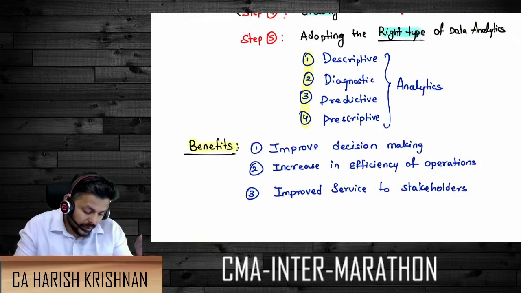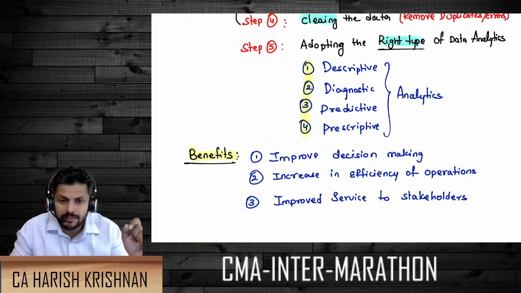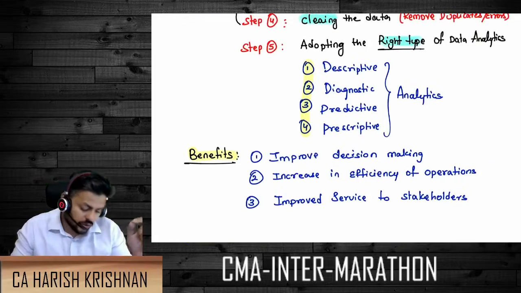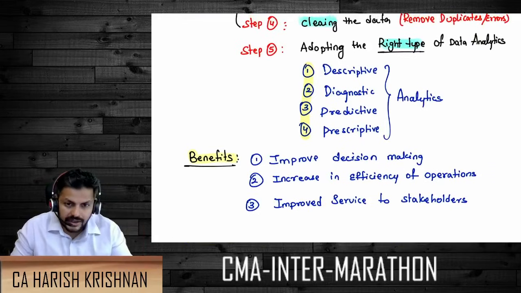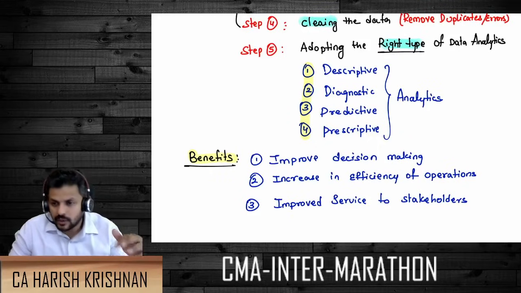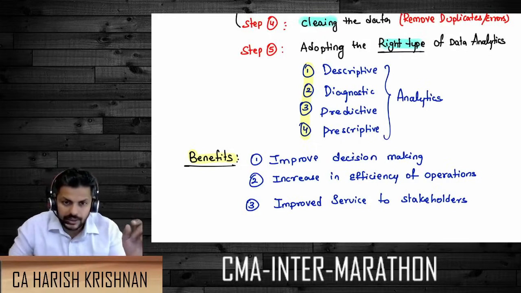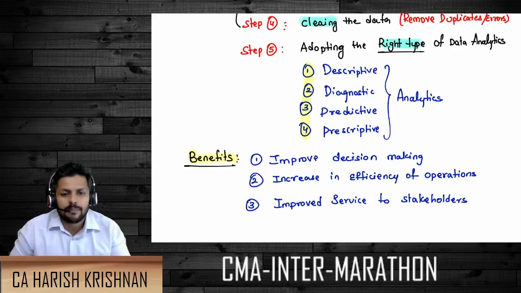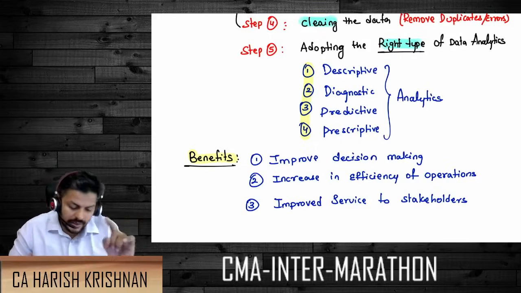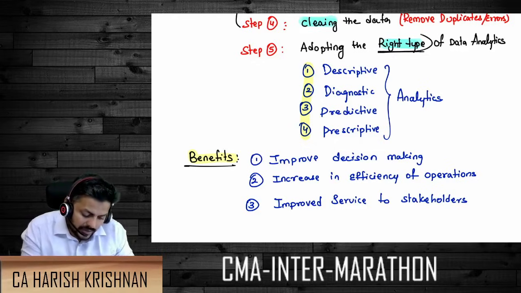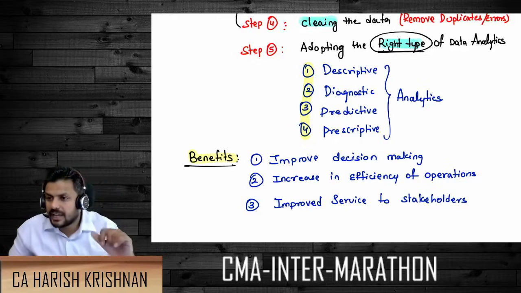There are 4 points in finding out what the right type of data analytics is. First one is called descriptive data analytics. All four give you the answer to a question, which I will discuss below because that is a separate topic. Let's not deviate. Descriptive, diagnostic, predictive, and prescriptive analytics are the four types of analytics, and you're supposed to choose the right type of analytics.